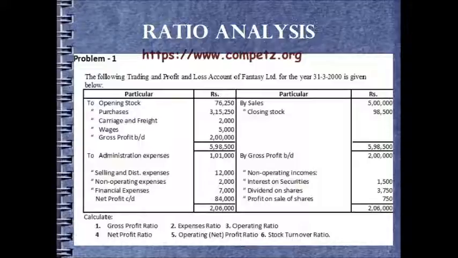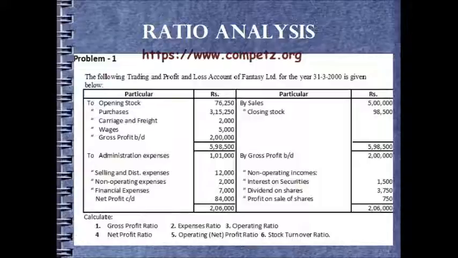So now, friends, what are ratios? Ratios are broadly classified into three categories. Listen carefully. The first category is the classification based on the balance sheet. The second is the classification on the basis of the profit and loss account, or income statement, or revenue statement. The third classification is a mix of the two, that is, a mixed statement based on the balance sheet and profit and loss account.